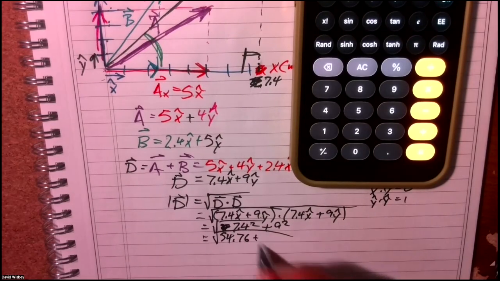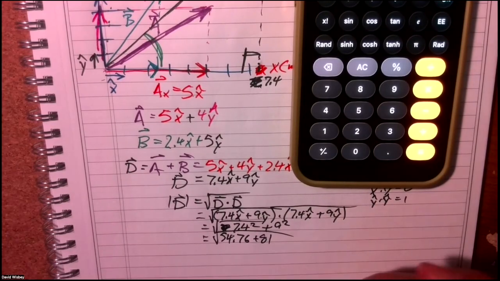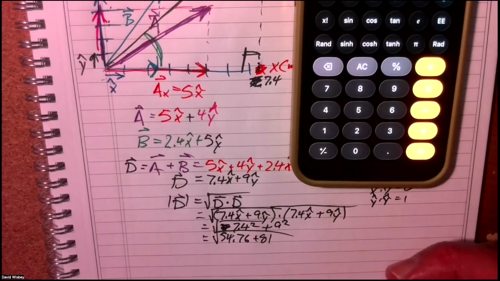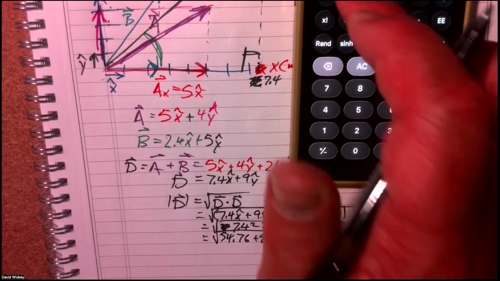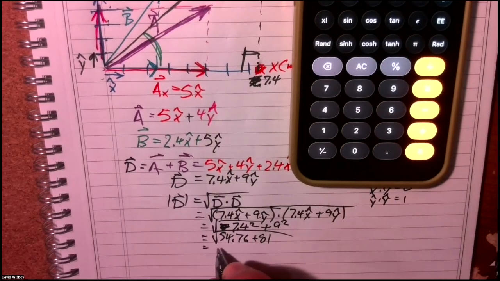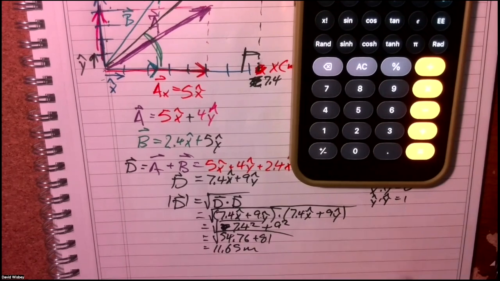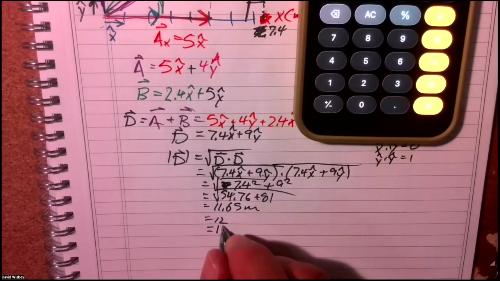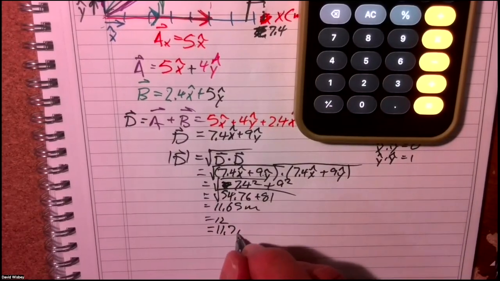54.76 plus 81. The answer is 135. I'll take the square root of that, and the answer is 11.65 meters, or we could just round this up to 12. But I think I'll go with 11.7.